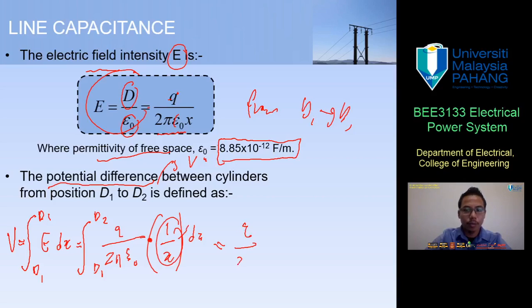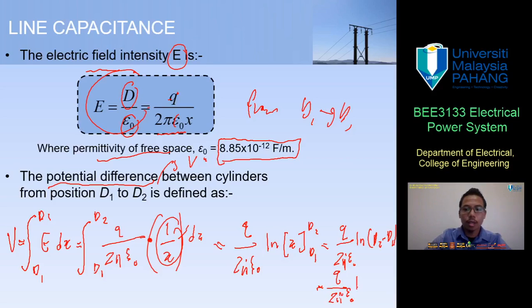So this basically will become Q over 2 pi epsilon 0, and it will become ln x, where it's from D2 to D1. Then you simply, so this is the Q. Sorry for my bad handwriting. Okay, so 2 pi epsilon 0. So we get the ln D1 minus D2 minus D1. So basically you simplify it, then you get Q over 2 pi epsilon 0 ln D2 over D1.